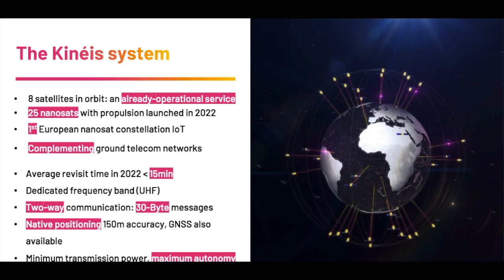We are developing a 25 nanosat constellation, additional nanosatellites with propulsion that will be launched in 2022, which will make us the first European nanosat constellation dedicated to IoT. When I say European, it means that the nanosats are European, but of course the constellation is worldwide and covers the entire globe. We come with Kinéis, complementing the ground telecom networks because we are present everywhere on the globe.